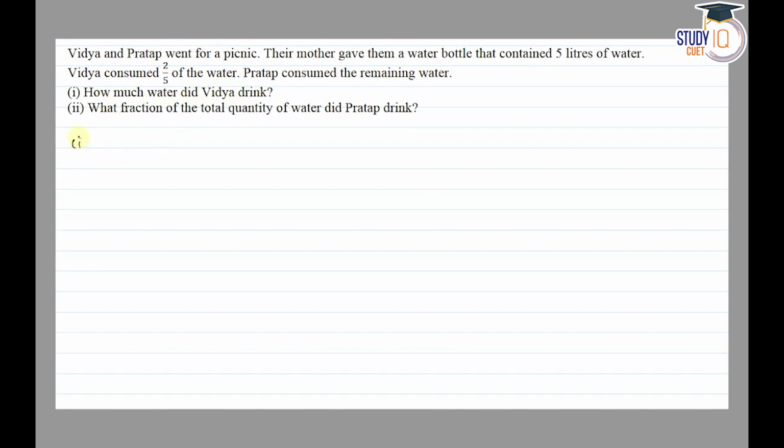So first, total water is equal to 5 liter. So how much water did Vidya drink? So the water Vidya drank is equal to Vidya's part, which is given to us as 2/5 of total water, into 5. So 5 by 5 will cancel out, so 2 liters.